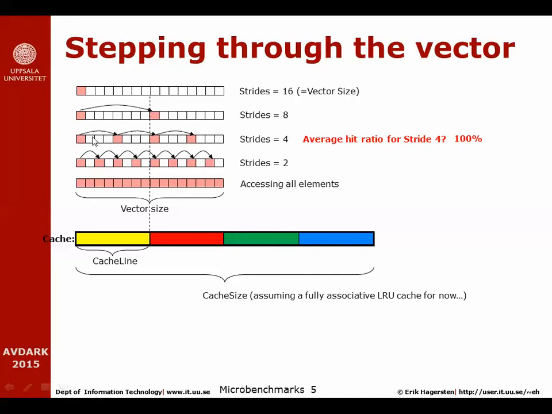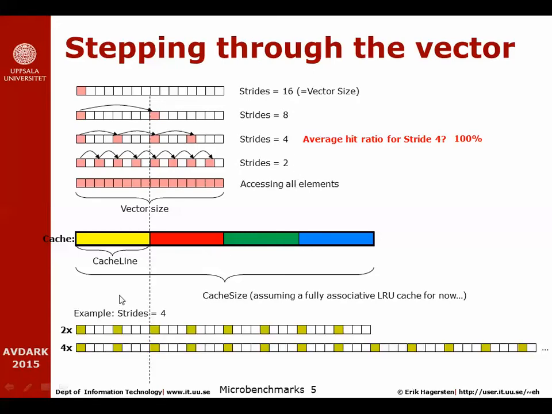We're just going to miss the very first time we go through the vector, but after that, all the elements we're accessing are going to be in the cache all the time. And actually, for this vector size, it doesn't matter what stride we're using. If we use stride 16, the first time we're going to bring in that very element, and then we're going to repeat the experiment over and over again. So the second time we do the experiment, we're going to find that element in the cache, and we're going to get the hit rate. And the same for all the other strides.